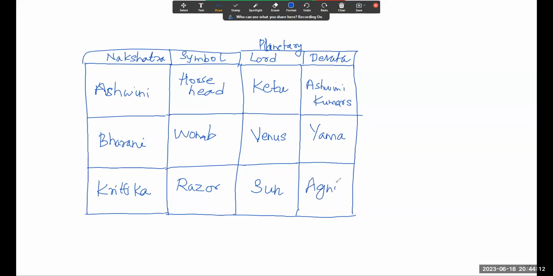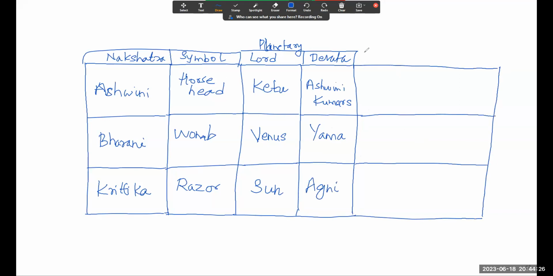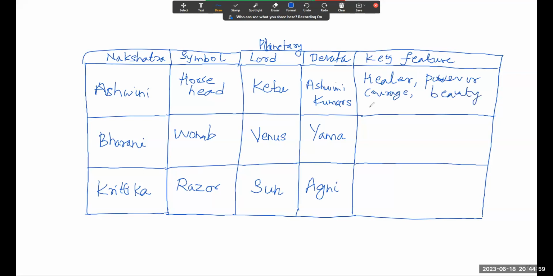Okay. Then what are the key features? If somebody is born in these nakshatras, we should be able to tell at least one key feature. Ashwini, healer. Very good. Healer. Then powerful, power, courage, beauty, then movement.